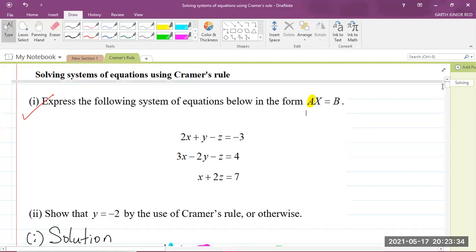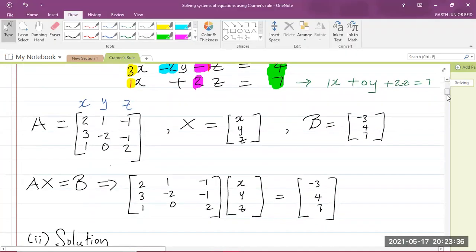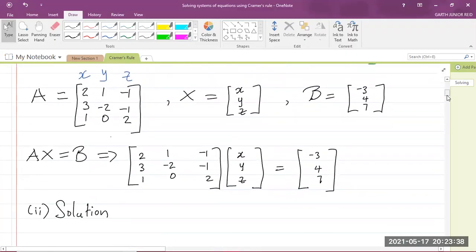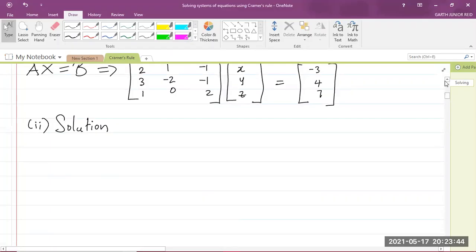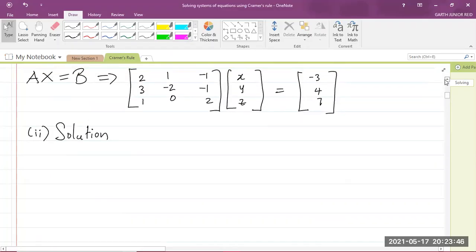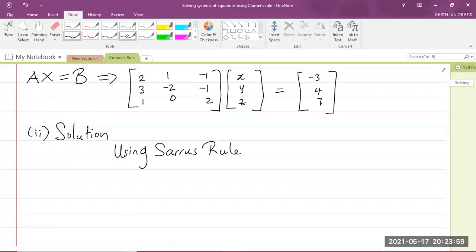All right? So let us look at it. We know that that is the matrix A here. So we're going to find the determinant of that matrix. I'm going to use a simple approach, which is using Sarrus' rule. So I'm using Sarrus' rule to find the determinant of the matrix A. So when we use Sarrus' rule, this is what we're going to do.